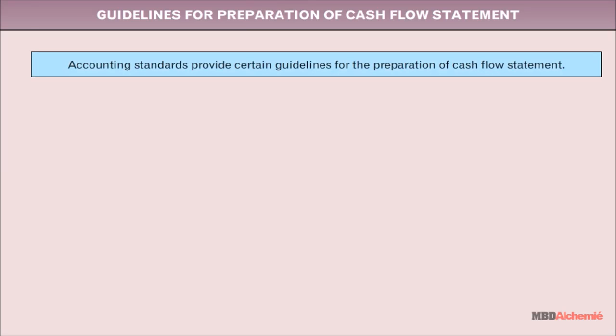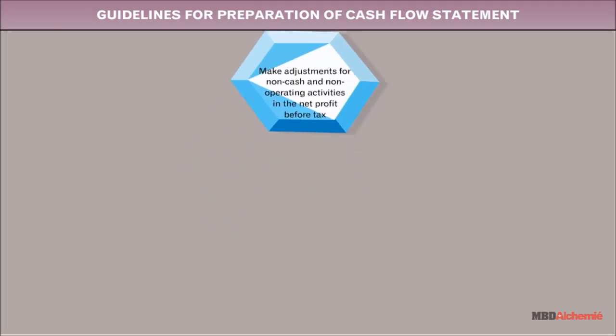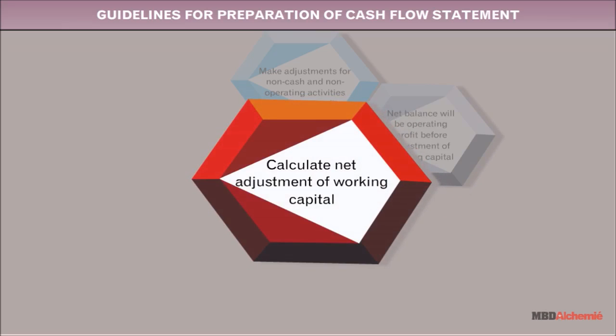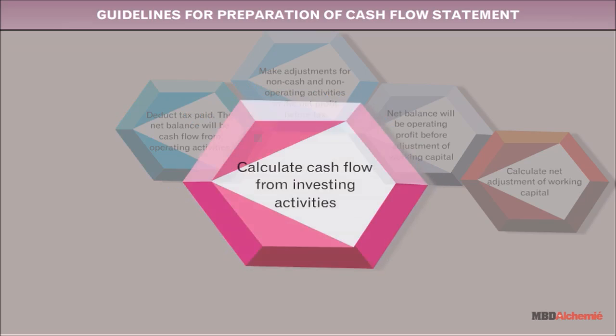Guidelines for preparation of cash flow statement. Accounting standards provide certain guidelines for the preparation of cash flow statement. These are: make adjustments for non-cash and non-operating activities in the net profit before tax. Net balance will be operating profit before adjustment of working capital. Calculate net adjustment of working capital. Deduct tax paid. The net balance will be cash flow from operating activities.